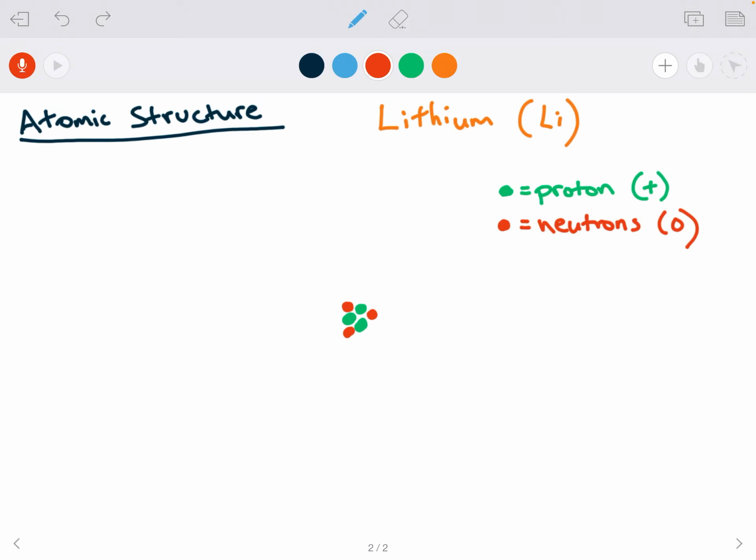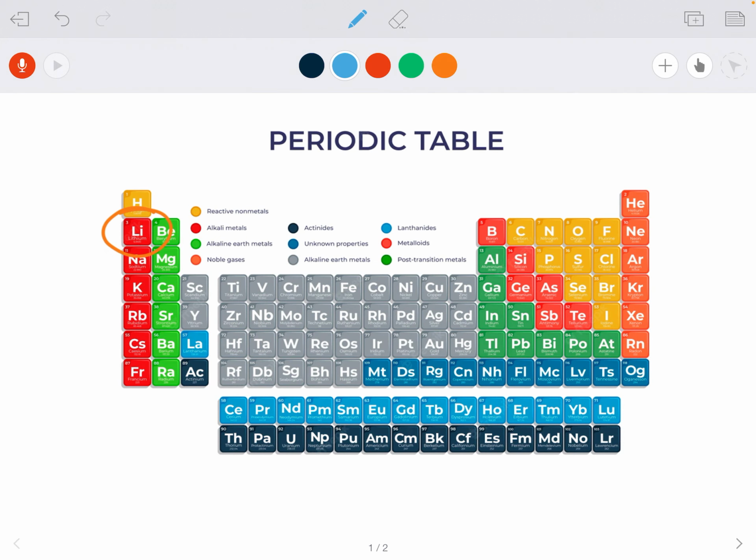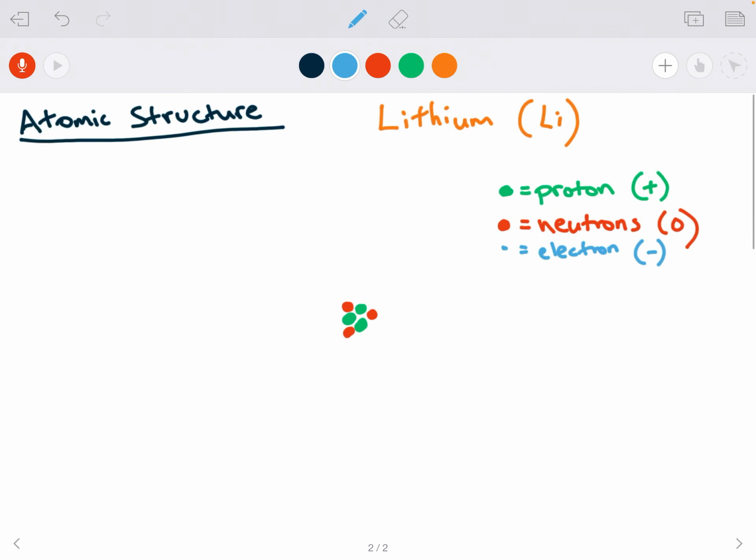Now there's one other subatomic particle that makes up the basic atomic structure of atoms, and that is the electron. I'm going to represent the electron here with a light blue circle, and the electrons have a -1 charge. So lithium, atomic number 3, has 3 protons. It also means it has 3 electrons.